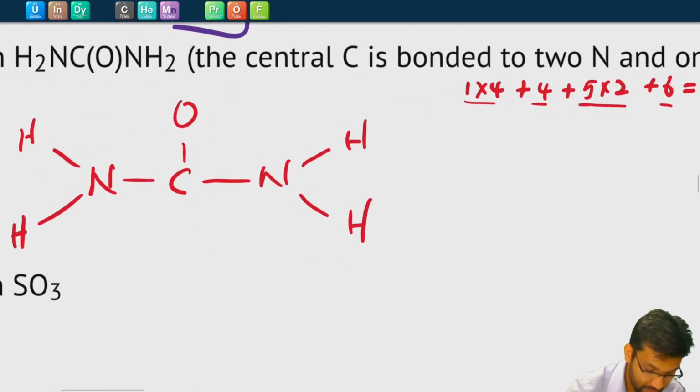And I'm going to put them on oxygen first. So 2, 4, 6. Then I'm going to put them on nitrogen second. 8, 10. All right.